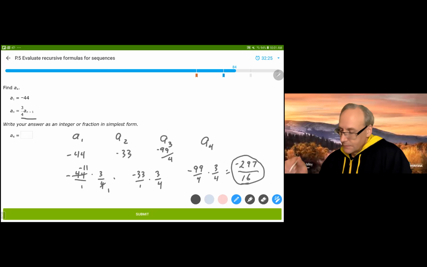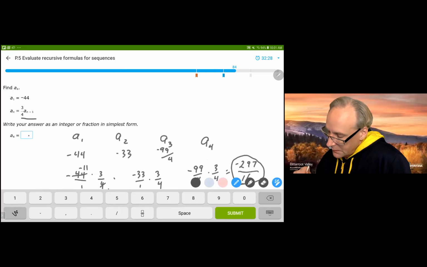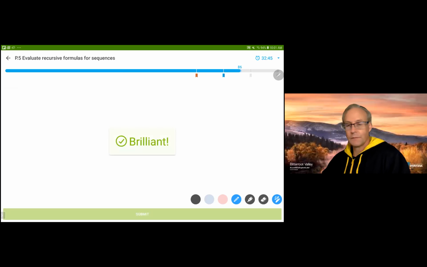Okay? Negative. That's A4, yeah. 297 over 16. Oh, not negative. I think I got it. I think it's 297 over 16. I hope I put the negative in there. I think I did. Of course I did.